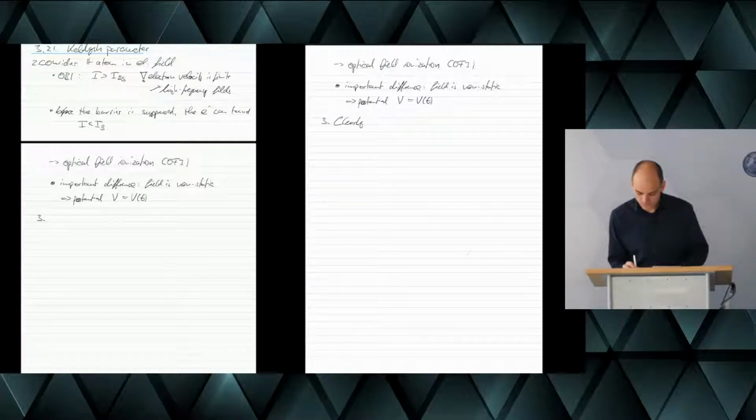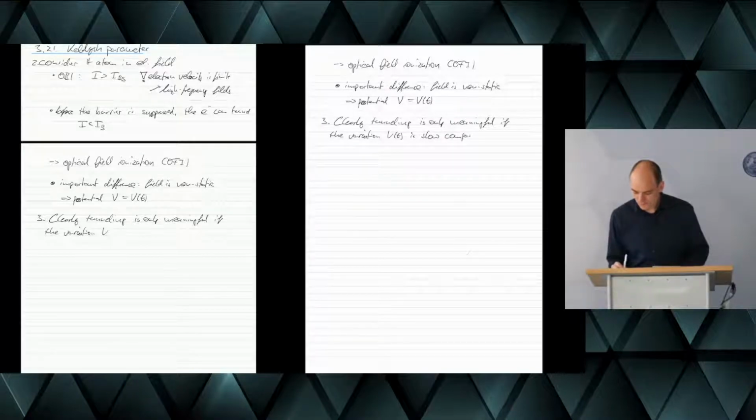So clearly, tunneling is only meaningful if the variation of the potential, the variation V of t, is slow compared to the electron motion. And this is expressed by the Keldysh parameter fundamentally.